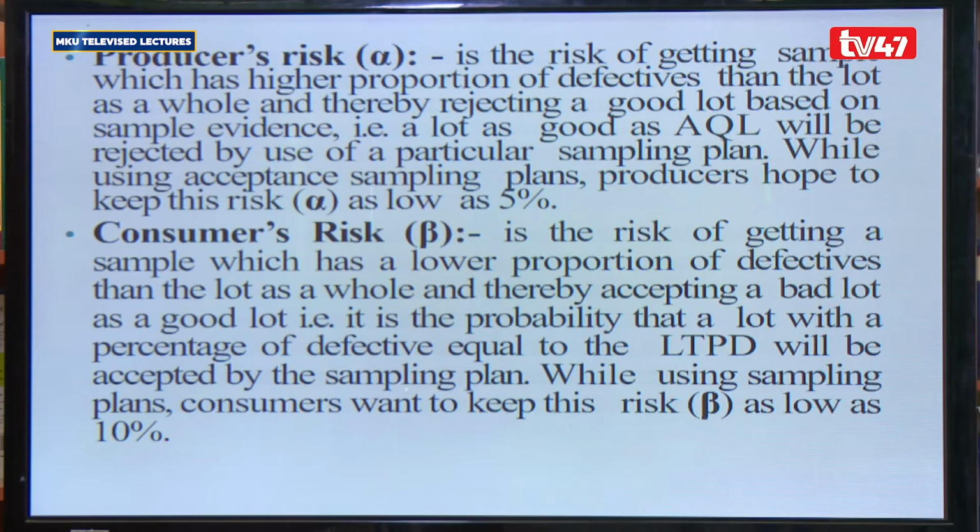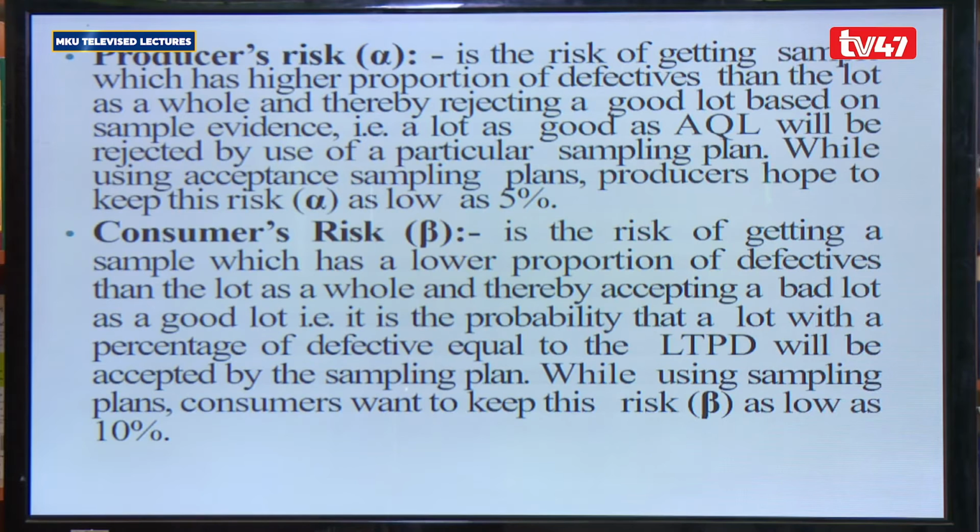And the producer risk is the risk of getting a sample which has a higher proportion of defectives than the lot, thereby rejecting a good lot based on sample evidence. Then we have the consumer risk. This is the risk of getting a sample which has a lower proportion of defectives than the lot as a whole, and thereby accepting a bad lot as a good lot.